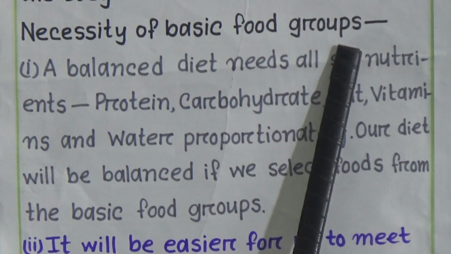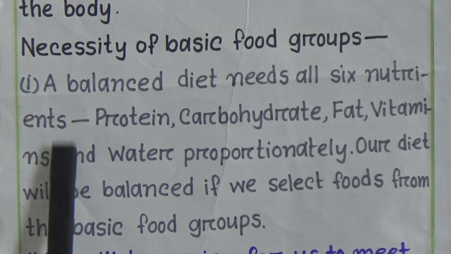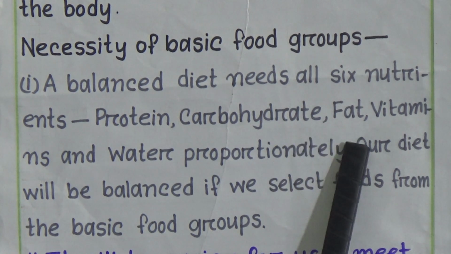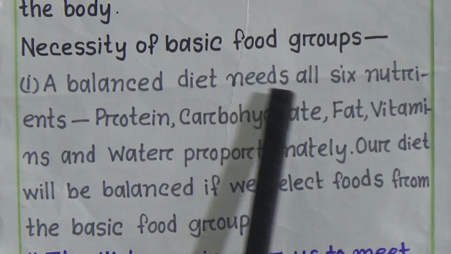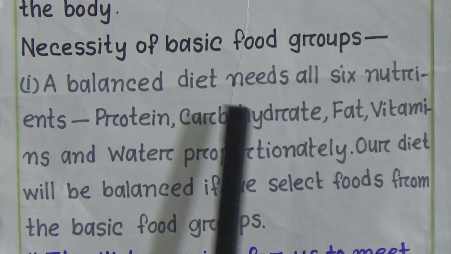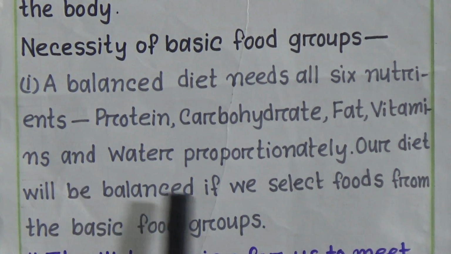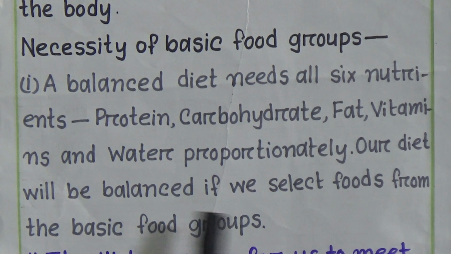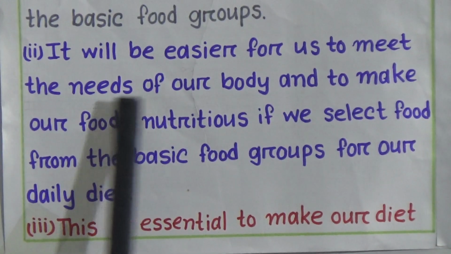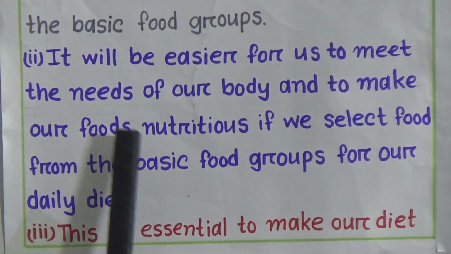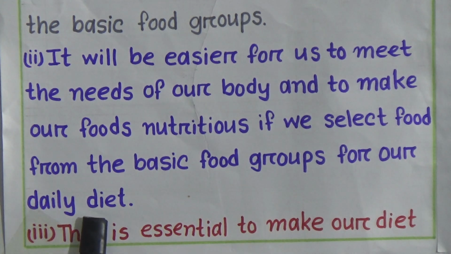Necessity of basic food groups. Number 1, a balanced diet needs all 6 nutrients including protein, carbohydrate, fat, vitamins and water proportionately. Our diet will be balanced if we select foods from the basic food groups. Number 2, it will be easier for us to meet the needs of our body and to make our foods nutritious if we select food from the basic food groups for our daily diet.